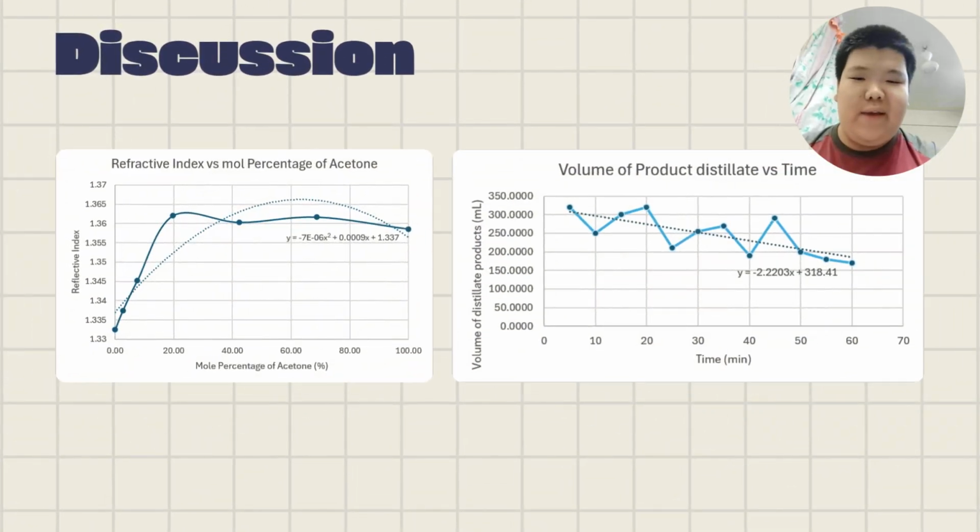For the figure on the left, there is the calibration curve of the acetone. On the right side, there is the volume of the product distillate versus time. As you can see, the volume of the distillate decreases with increasing time.